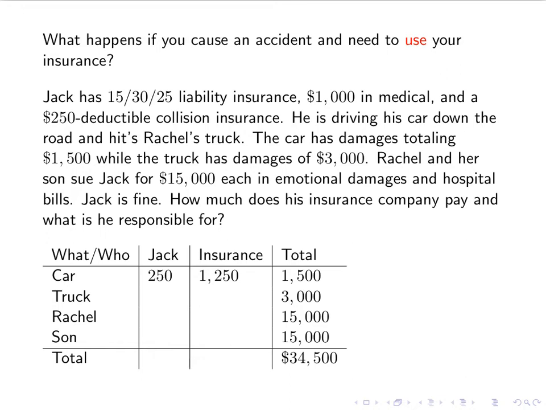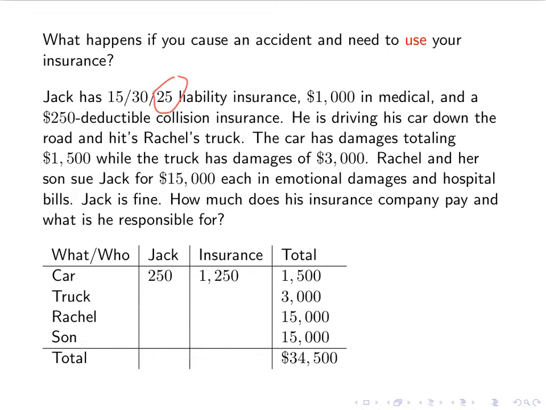Next is the truck. So the truck was damaged by Jack, and a truck is property, not people. So the truck falls under the property in liability. So the insurance company will pay up to $25,000 in property damage.